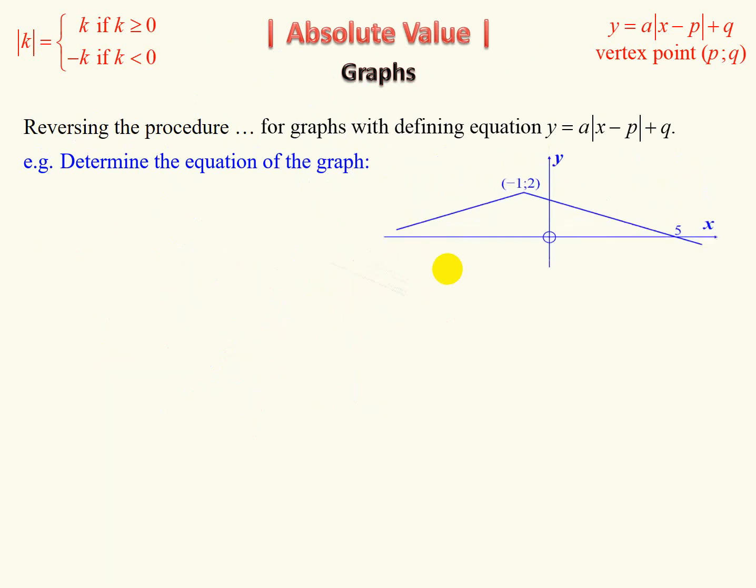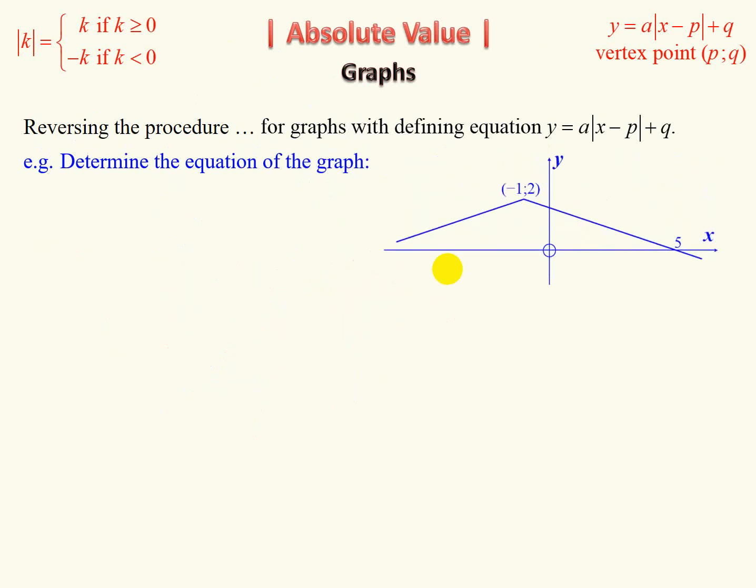Another example. Now it's just a pictorial definition of the graph. So now we have, once again, the vertex point or the salient point and the x-intercept. So we're going to go through the same process. We're going to take this, we're going to substitute 2 for q and minus 1 for p. So now we have x plus 1 there and 2 there.